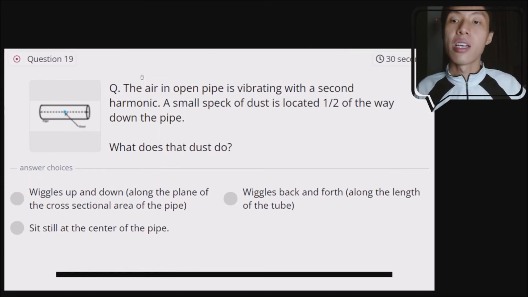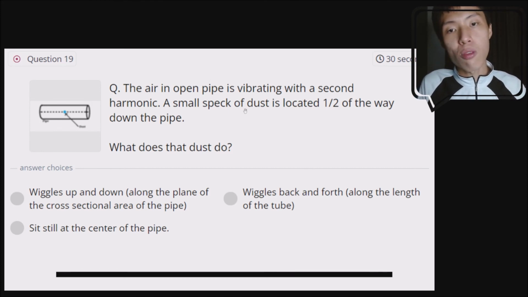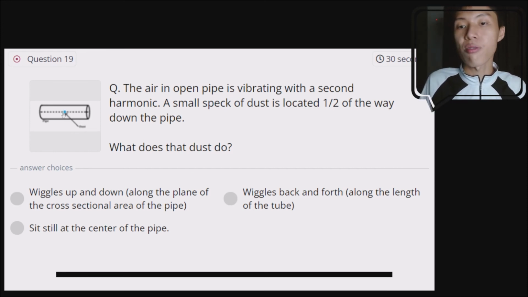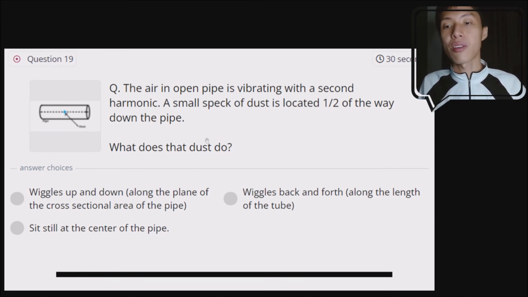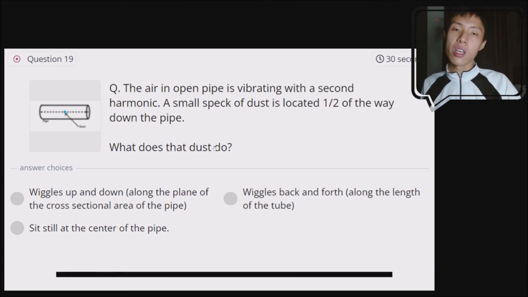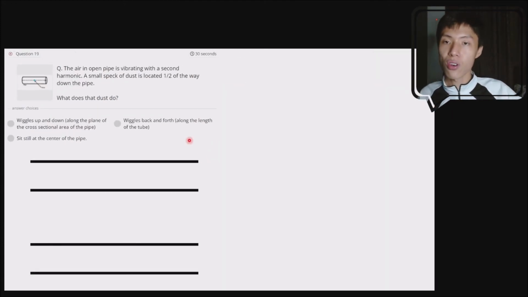Question 19. The air in an open pipe is vibrating with a second harmonic. So this is an open pipe, open at both ends, and it's vibrating with the second harmonic. And a small speck of dust is located halfway down the pipe. So you place a dust speck at the center of the pipe. Now you ask, what does the dust do? So again, let's try to draw. This is the second harmonic, right? So you need to draw n equals 2.